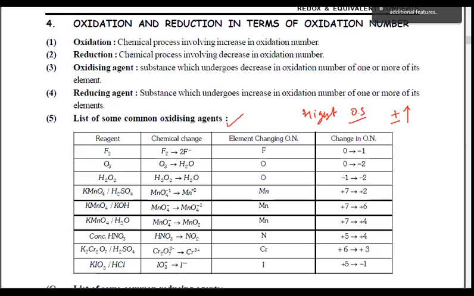Gain electrons, very good. Now, if it is gaining electrons, will it be an oxidizing agent or a reducing agent? Gain electrons, reduction will occur. So it will be an oxidizing agent, right, everyone? Got it? Yes or no?